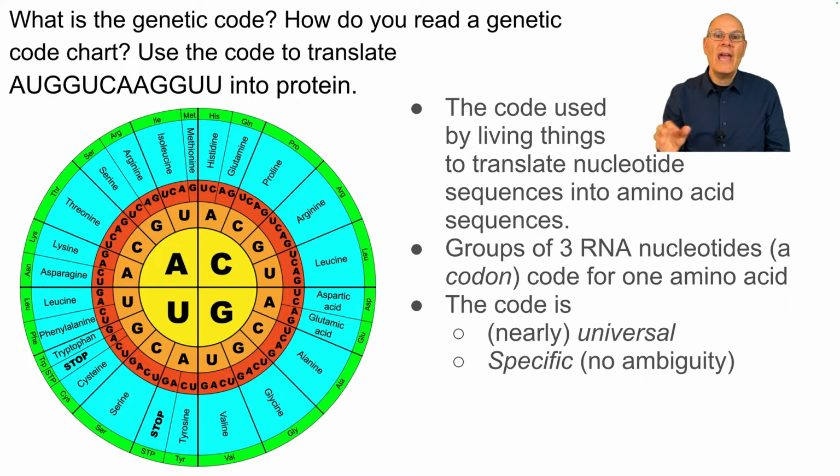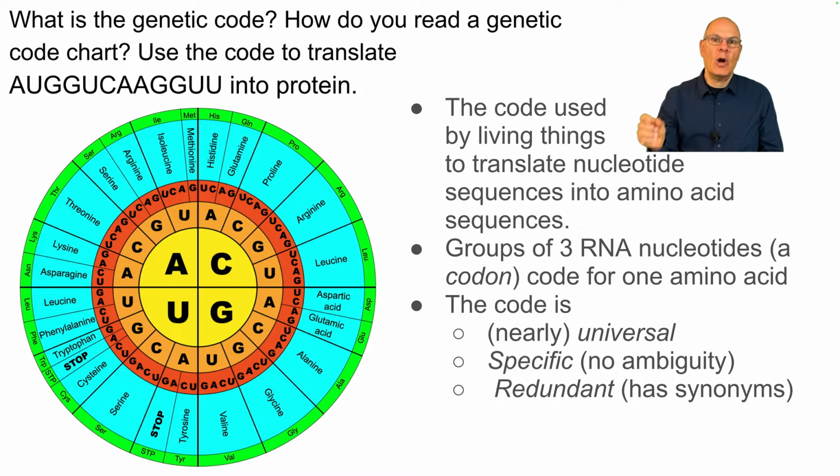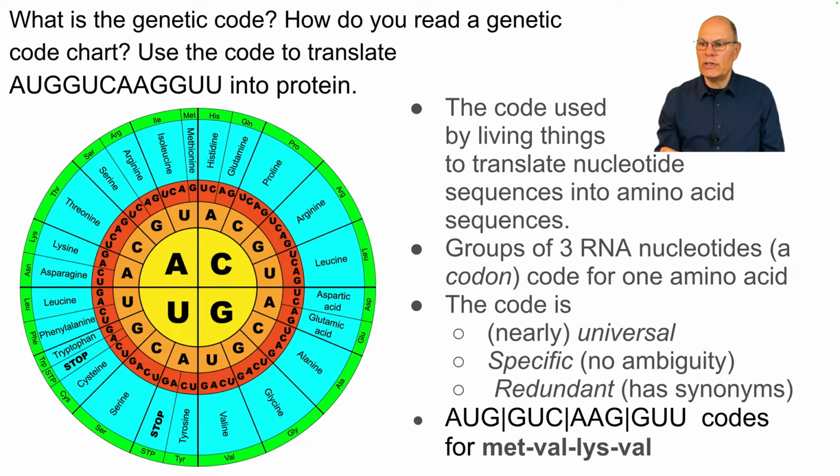It's specific. Every codon can determine 1 amino acid, but it's redundant. There are synonymous codons. AUG, GUC, AAG, GUU codes for methionine, valine, lysine, valine. How did I do that? Here's how you use the code.